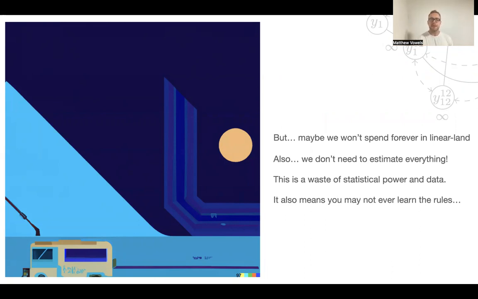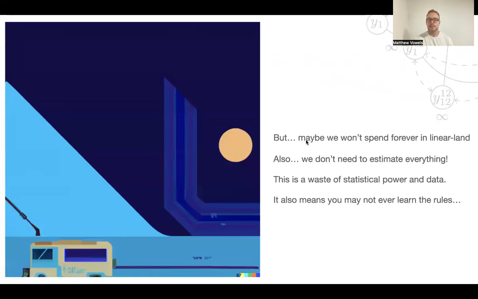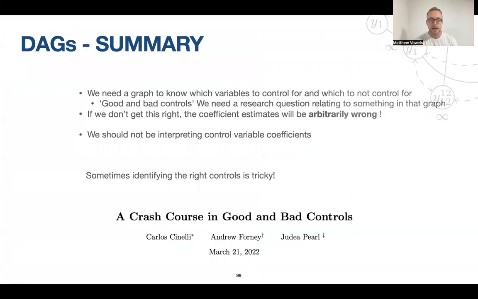Also, we may not need to estimate every single path in this model. So even though we may need to specify these paths in order to estimate a particular path, so we're interested in the effect of A on D, we may also want to include this route here. But nonetheless, it's a bit of a waste, because we may actually only be interested in one particular path. But with the SEM model, you end up computing all the paths that you specify as part of that model. And it also means you may not ever learn the rules, which can give you a lot of advantages in terms of generalizing to nonlinear situations, and also being able to optimize your analysis for a particular estimand. And that may mean that you don't need a lot of variables in your graph. We'll talk a little bit more about that in later sections.